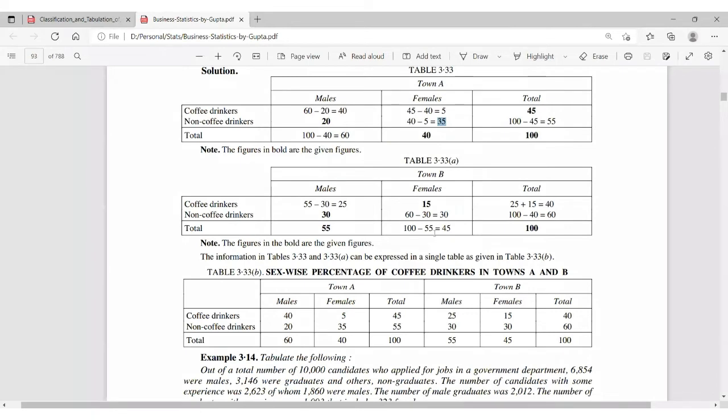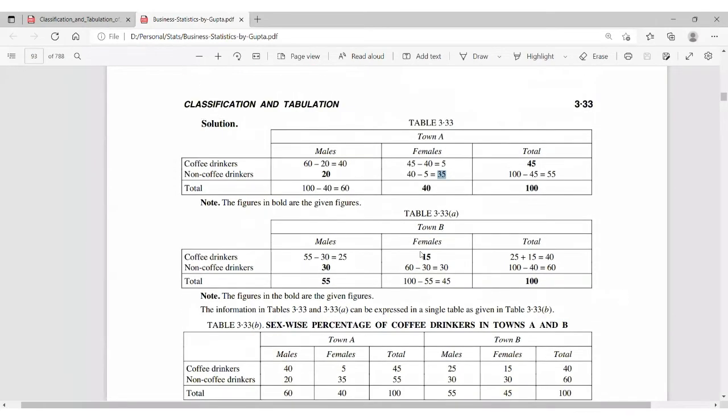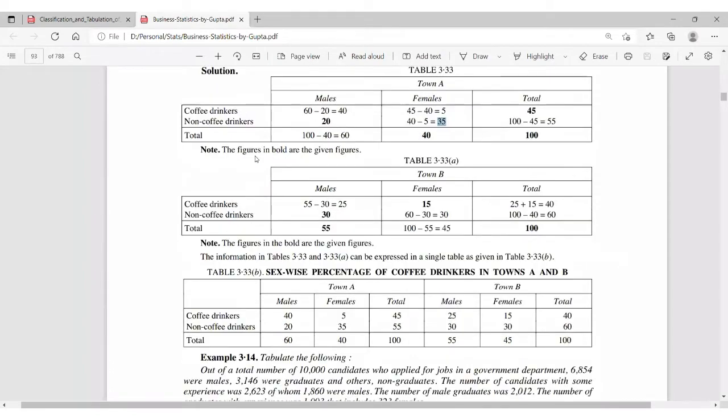I placed town A and town B on the left side, and then I gave a heading, males and females, and under each of males and females, I made a sub-cell for coffee drinkers and non-coffee drinkers. It comes to the same thing. Only the value which has been given here has to be placed in the appropriate cell, and the rest of the cells have to be calculated. Absolutely.